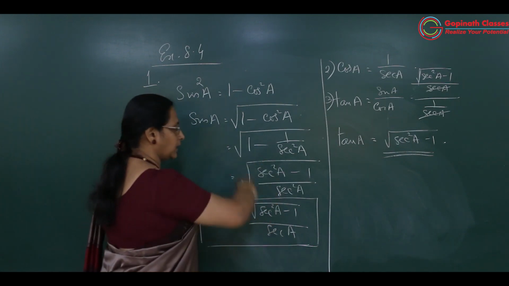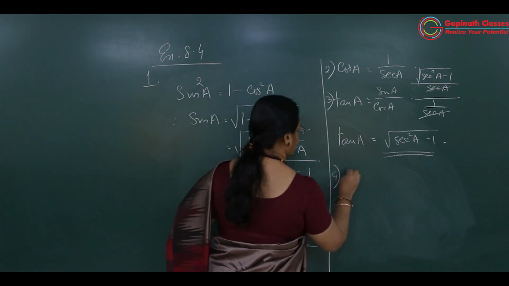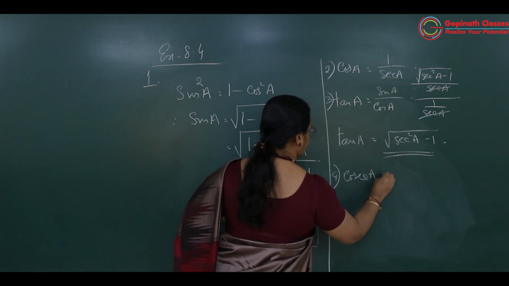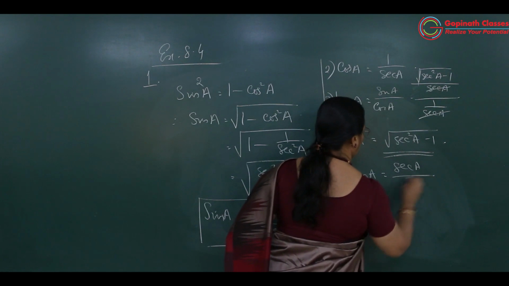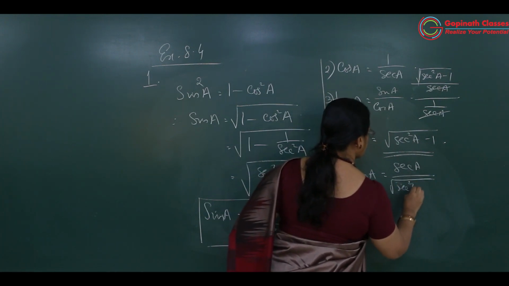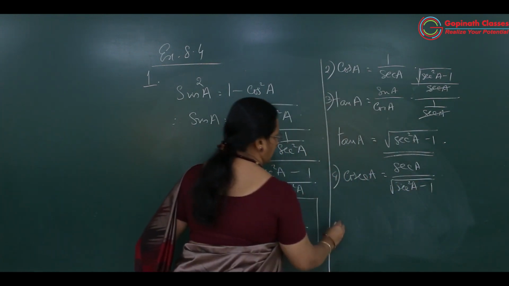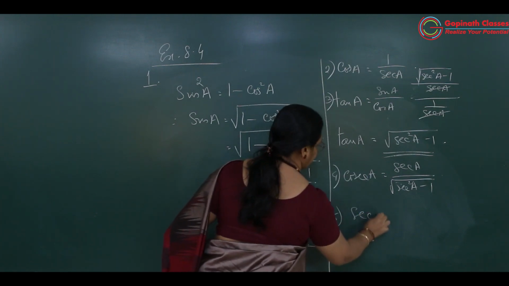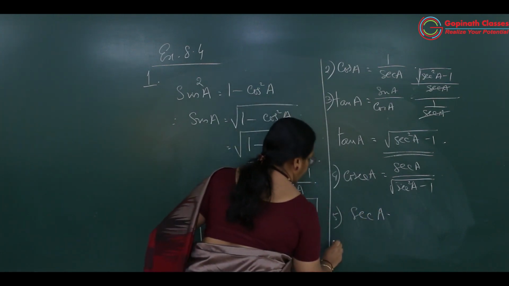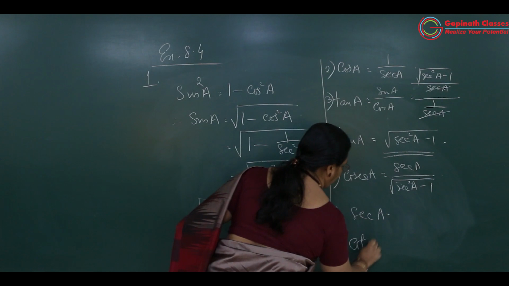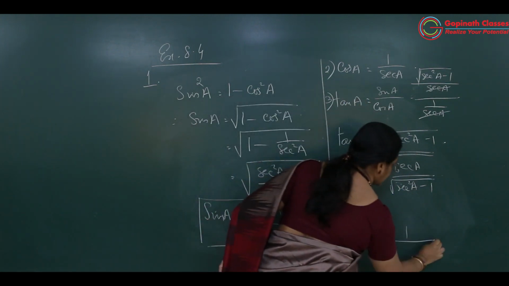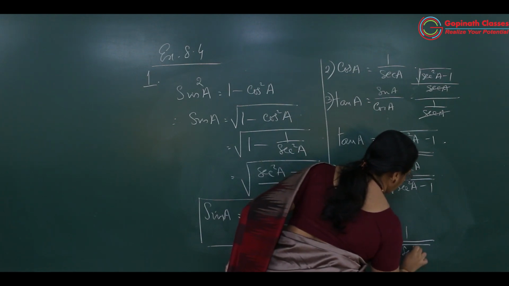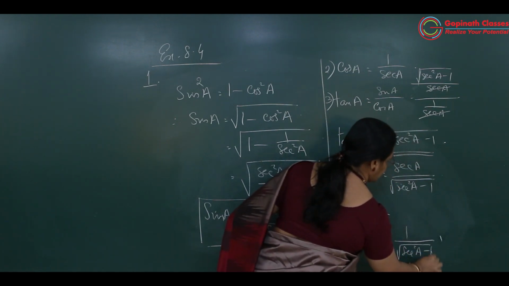Now, sin A ka ulta hoga cosec A. So, fourth one will be cosec A is equal to iska ulta. That will come sec A upon under root of sec square A minus 1. Fifth was sec A itself, sec A in terms of sec A. And the sixth one is cot A. Cot A is the reciprocal of tan A, that is 1 upon under root of sec square A minus 1.